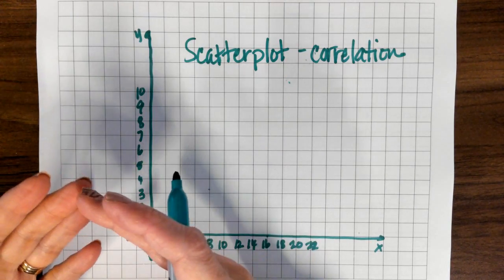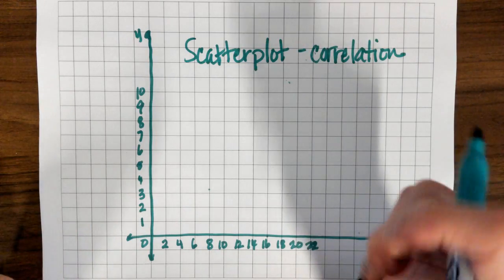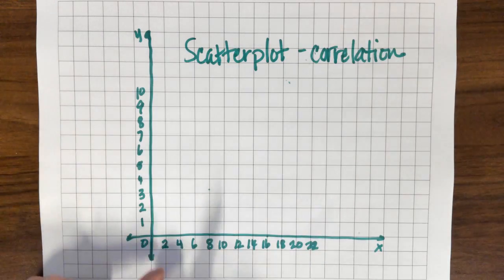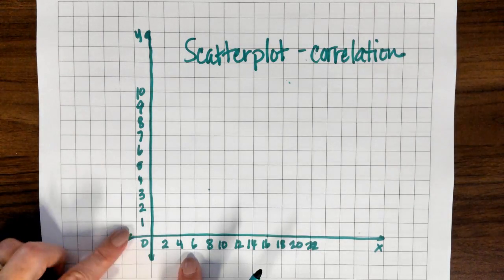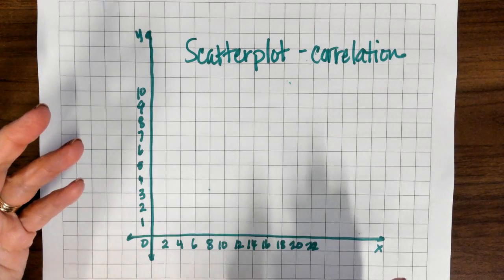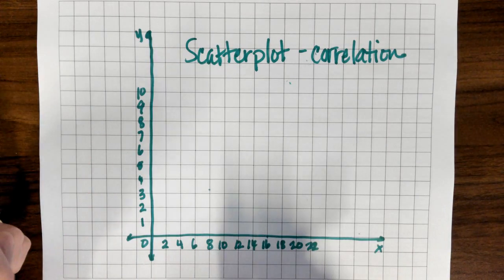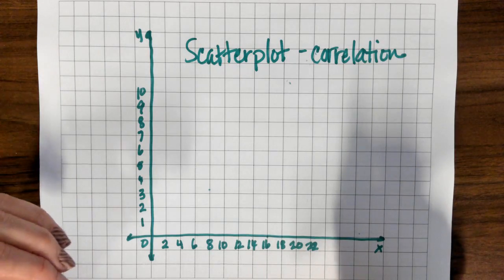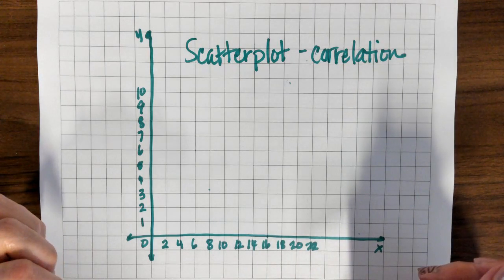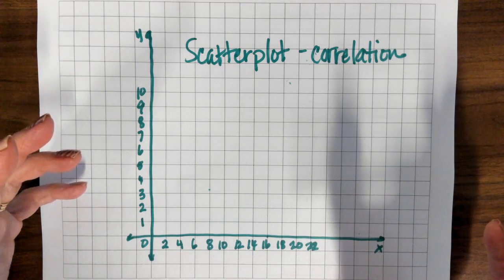Is my shoe size related to how far I can jump? You graph that on a scatter plot. You would have shoe size here, you would have distance jumped here, and look to see, is there a relationship? So what we did is we gathered all that data for our whole class, and then we chose what do we want to graph today.